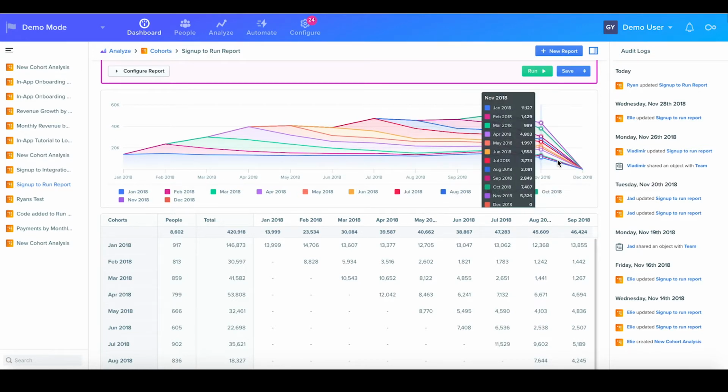So from these examples, I hope you can now see how powerful these reports can be and how they can give you some really good insight into various usage and growth cohort analysis.